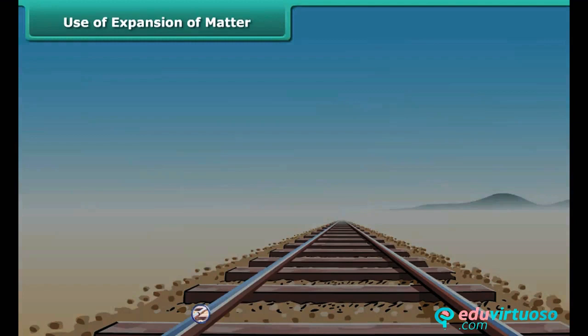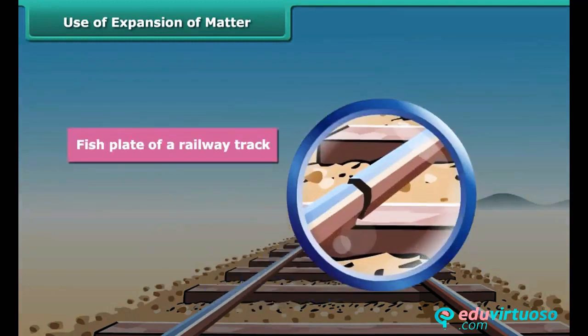A small gap is left between the rails of a railway track, where the two rails are joined with the help of a fish plate. The gap is left to allow space for the expansion of rails in summer.